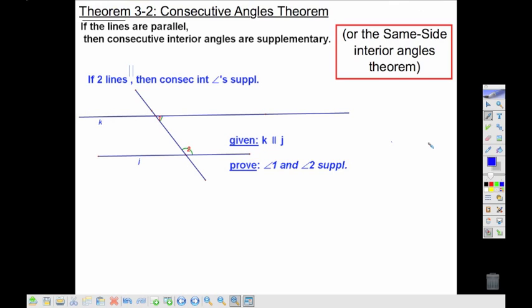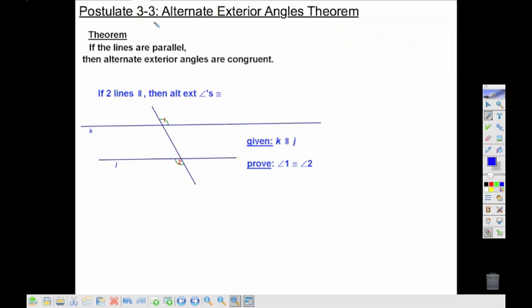The next theorem is about the consecutive interior angles. It's similar to the last one, except now we're looking at consecutive interior angles. And also what we notice is that these are not congruent, these are supplementary, which means that angle 1 and angle 2 will add up to 180. We will do the proof of this one at a later time. Postulate 3.3 then is talking about alternate exterior angles, and it also comes to the conclusion that they are congruent, and the proof to this is almost identical to the alternate interior angle theorem.